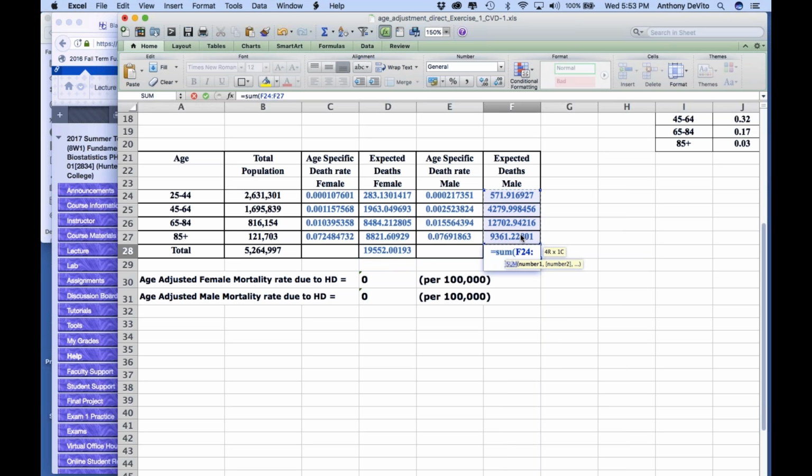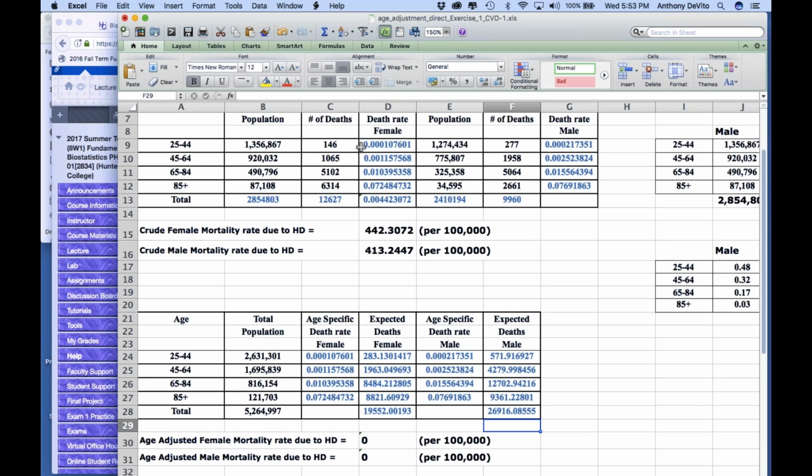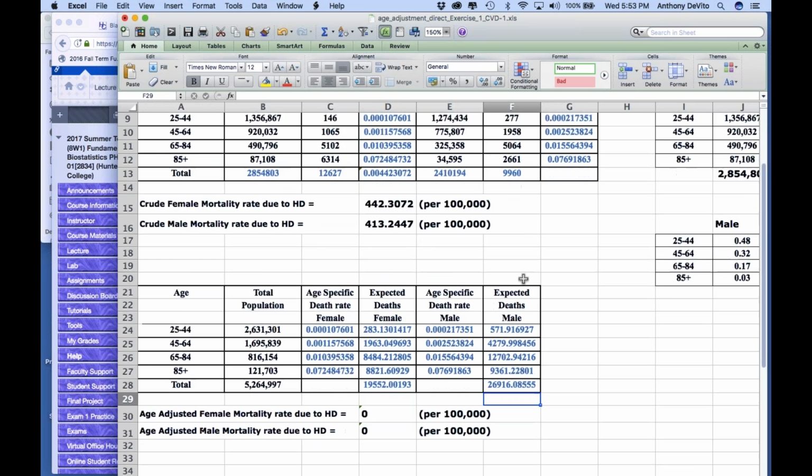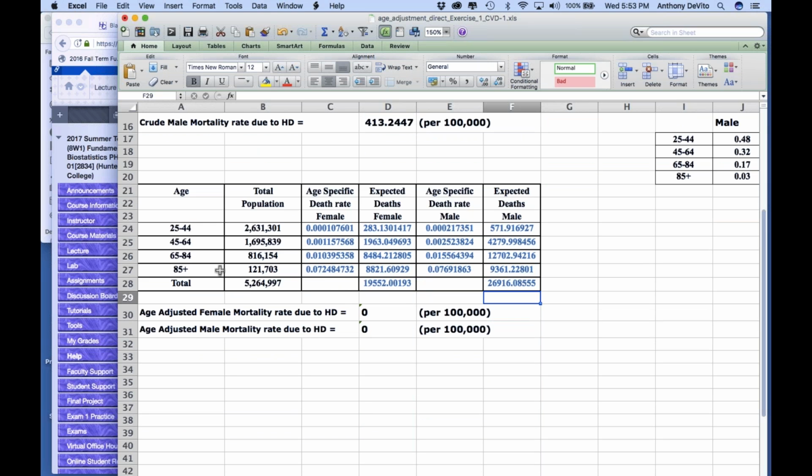Now remember, we're applying the rates that we experienced for males and females in different age groups. For New York City, we're now applying them, instead of to two different population distributions, one for females and one for males, to the same population distribution, to see if there's really a difference in the rate at which people are dying within those two genders.